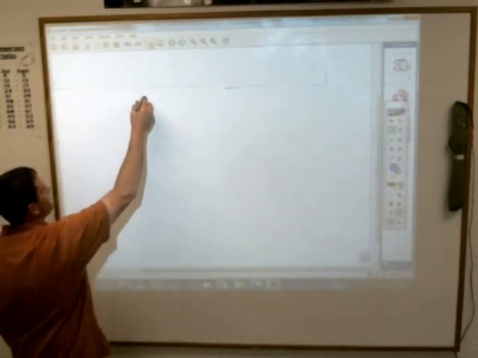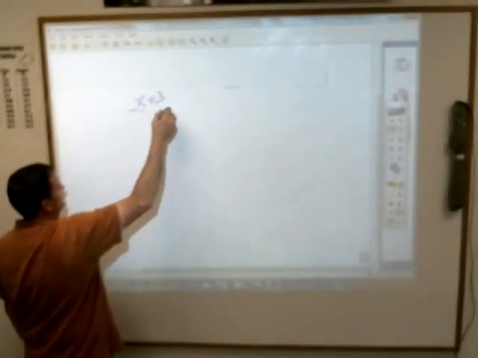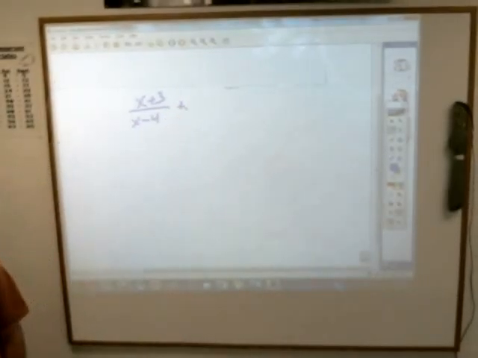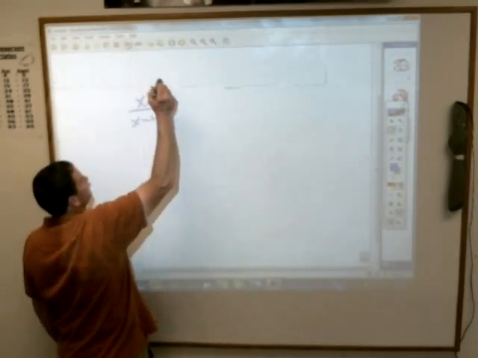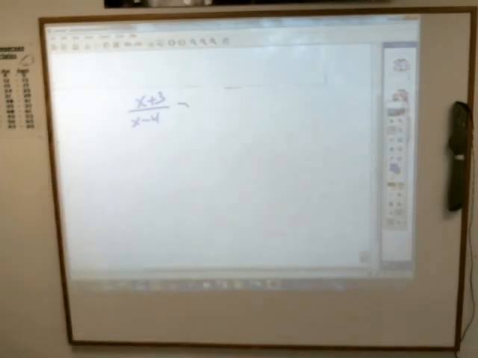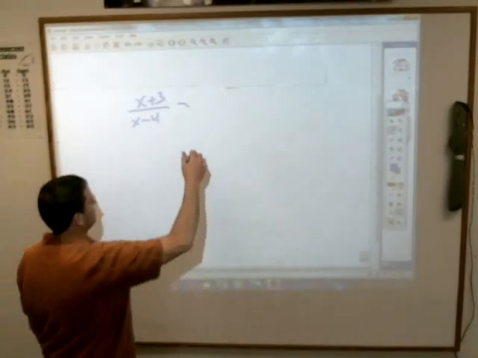x plus 3 over x minus 4, plus, I hope it's plus, no it's not, sorry, it's minus. There are so many things that could go wrong in this one. Over 2 over x squared plus x minus 20.